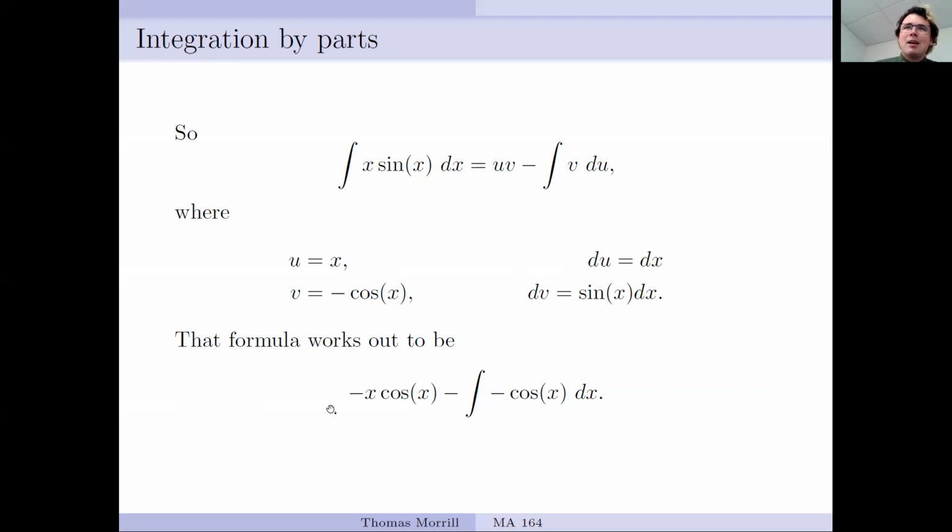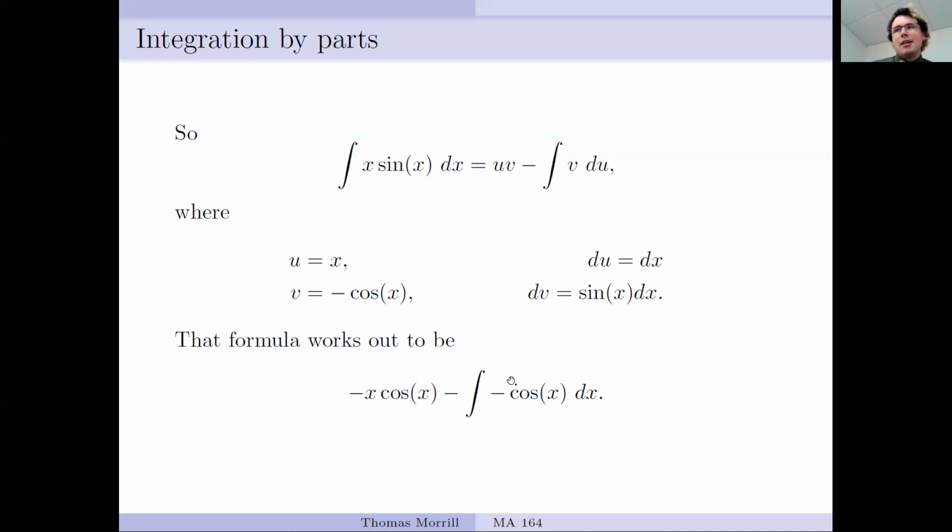Okay, cool. Next, I got to subtract off the integral of v du. So let's populate those variables. v becomes a minus cosine of x, du becomes a dx. So now this integral up top is actually equal to the integral of minus the cosine of x dx. Do be careful here that I'm integrating minus the cosine, and I need to subtract that integral.